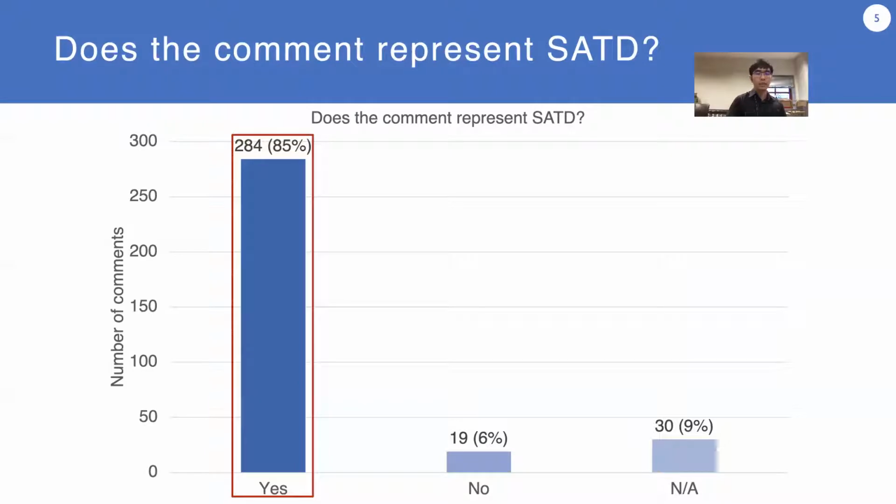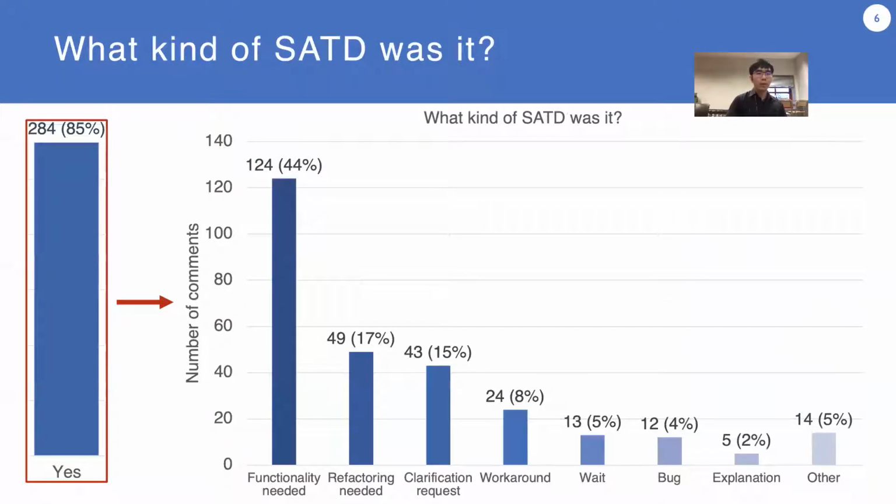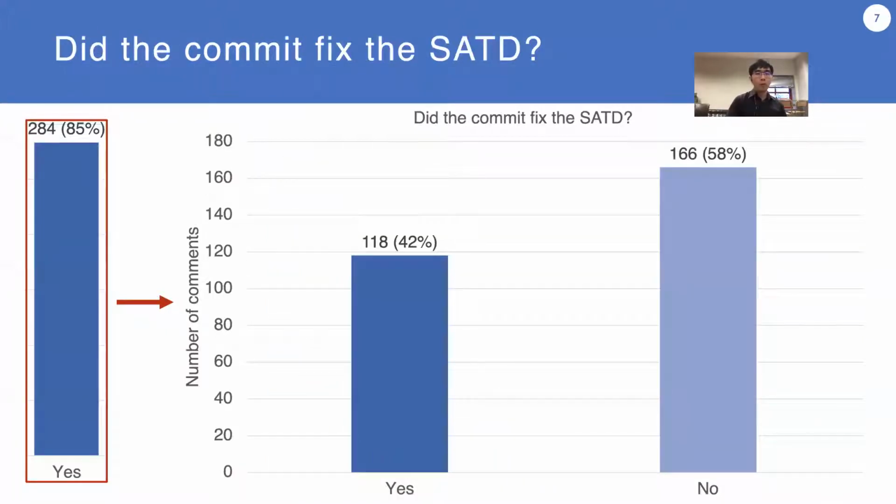Among the SATD comments, we asked what kind of SATD it was. From the SATD comments, we found that the most common kinds of debt are functionality needed at 44% and refactoring needed at 17%. Then we asked, do the removal commits actually fix the SATD? We found that the majority of the commits, at 58%, do not actually fix the problem.